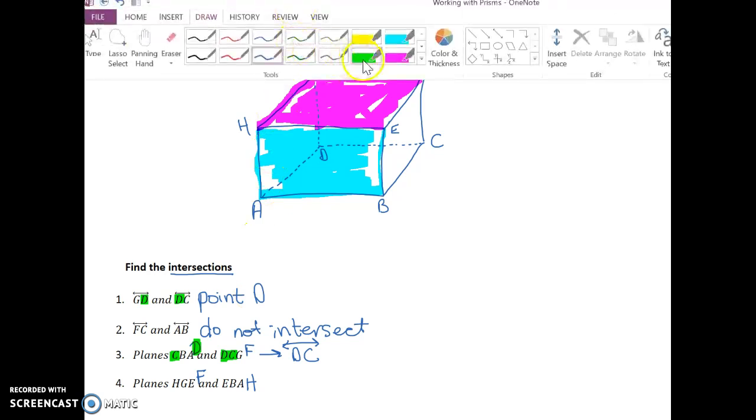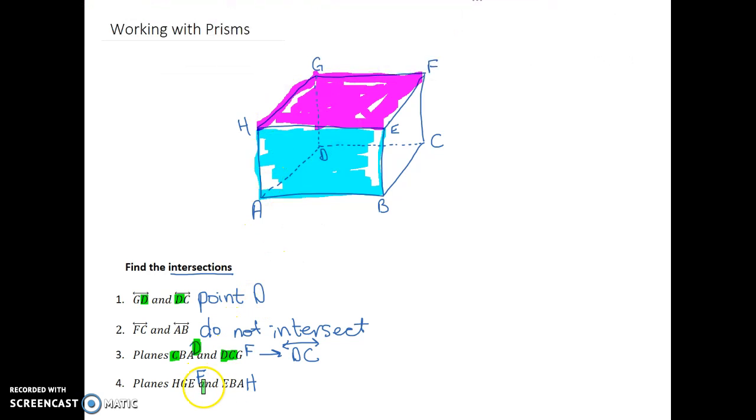So let's look at the process of looking at your letters. Both of these have an E, and they both have an H. And look, that's where they intersect. That's where both colors meet. And so the answer for this problem is that planes HGE and EBA intersect at line HE.